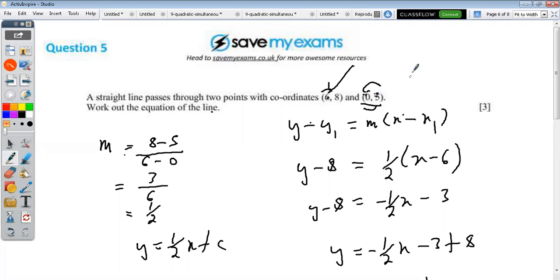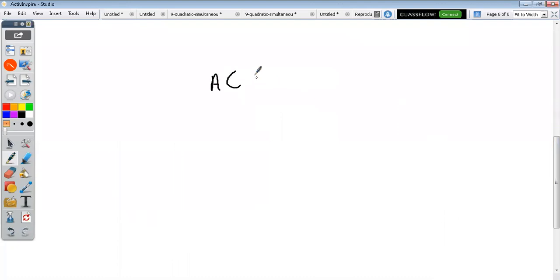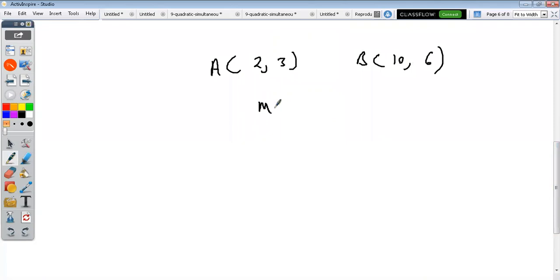But if I was given points like this, okay, I'll give you an example. If I'm given A as (2, 3) and B as (10, 6), there's no way I know the c. That's where this method or the other methods become relevant. So m is equal to the gradient: 6 minus 3 divided by 10 minus 2. On top I get 3, on the bottom I get 8. Makes sense?